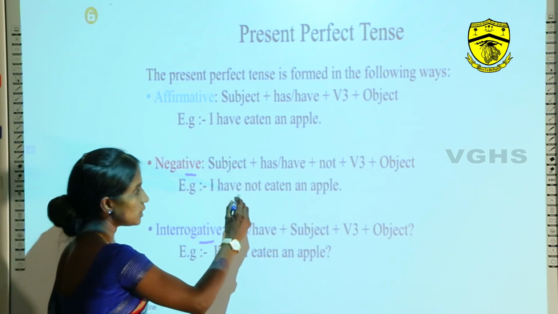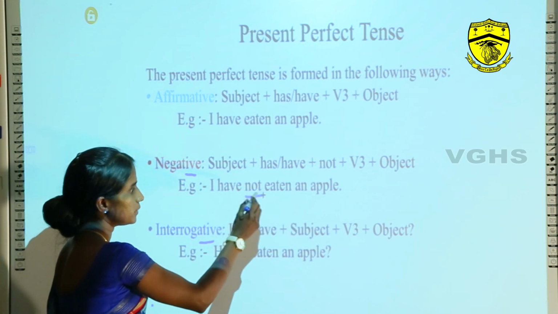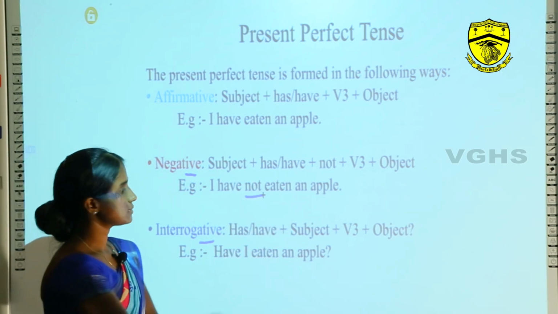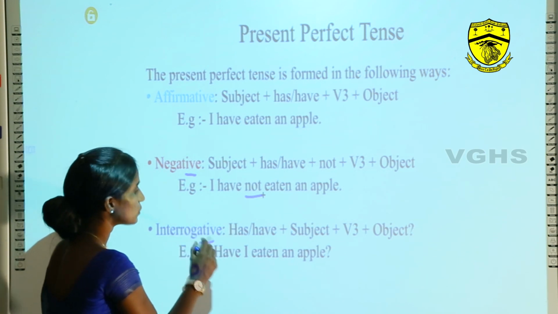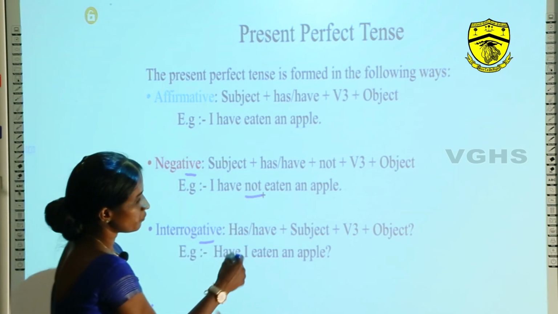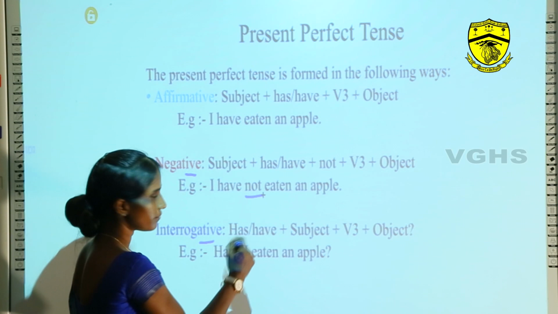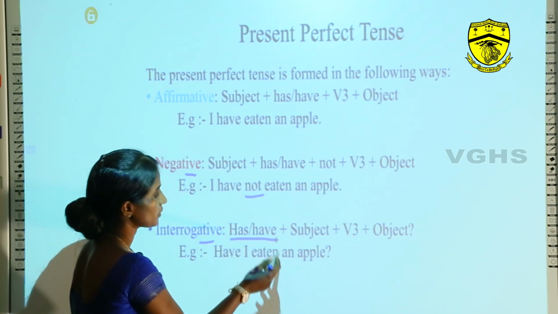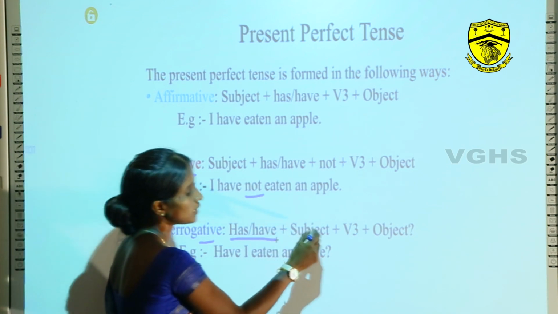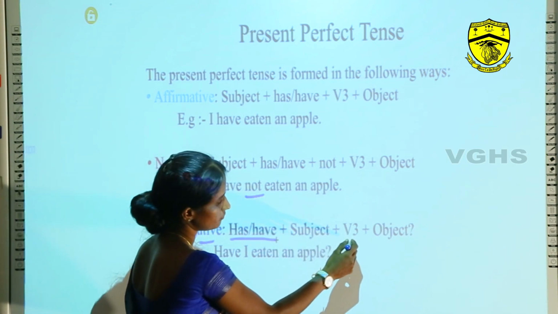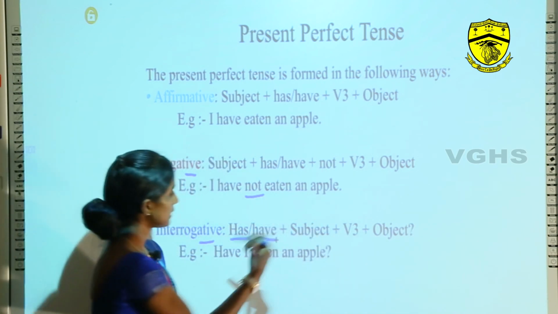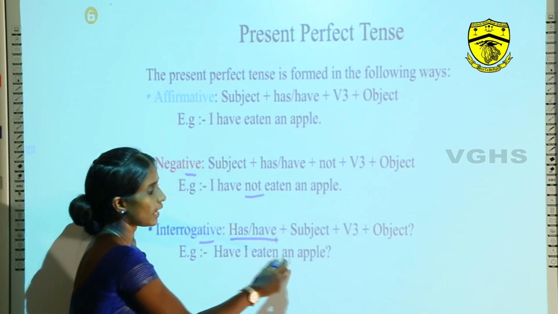Here we have "not" between have and eaten. Like this you can make sentences. In the interrogative form, we put the question word first. Here the question words are has or have. Then we put the subject, then verb 3, the past participle of the verb, plus object. Example, have I eaten an apple?